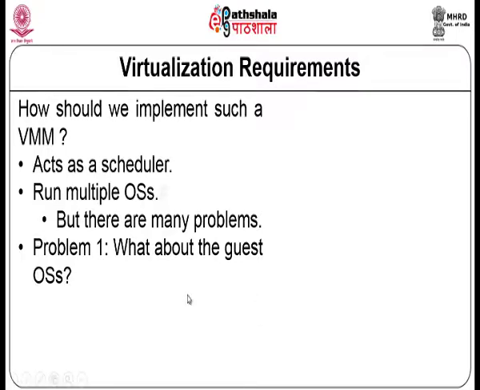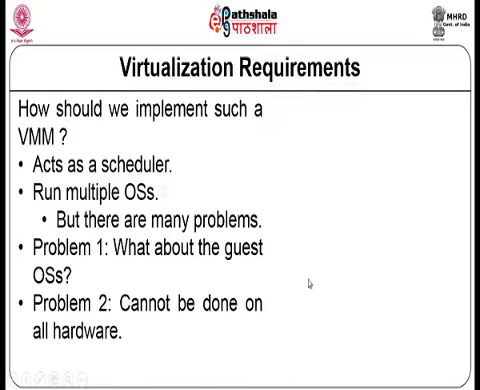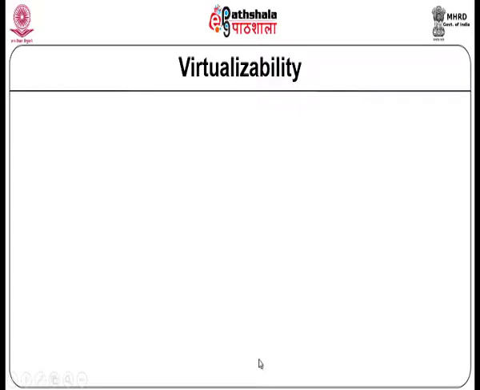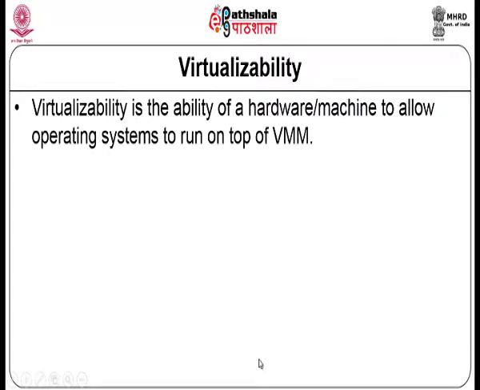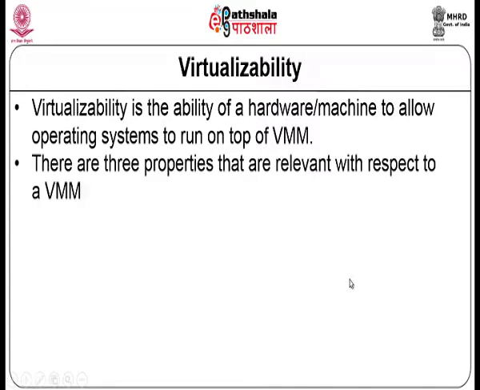So, that is one problem, and the other problem, which brings us to the formulation of virtualizability, is that, unfortunately, not all hardware can accept this kind of change. Let us look at this. This is called virtualizability. Virtualizability is nothing but the ability of a hardware or a machine to allow an operating system to run on top of the VMM. So, any VMM-specific requirement needs to have three properties.